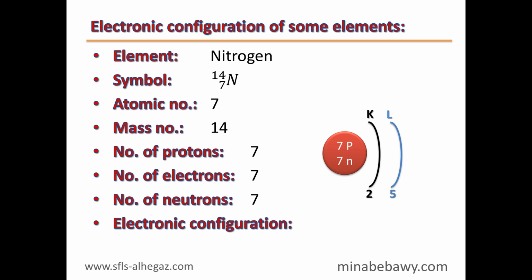Electronic configuration. The nucleus of nitrogen contains 7 protons and 7 neutrons. Nitrogen also contains 7 electrons which are distributed in 2 energy levels. K will take 2 electrons and we have 5 more electrons. We will put them in L, so the electronic configuration of nitrogen is K2L5. 2 plus 5 equals 7.